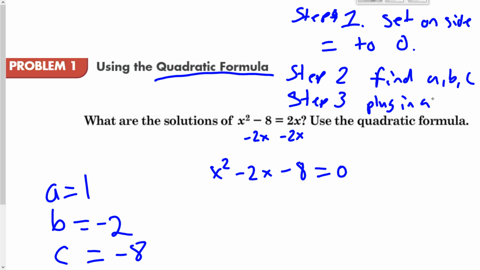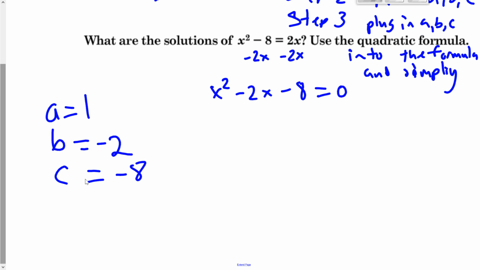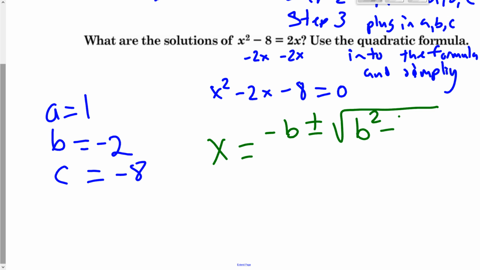Plug in a, b, c into the formula and solve or simplify. Okay, I spelled simplify wrong, but that's okay. Alright, so now we have our a, b, and c, and now we're going to plug them into the formula. The formula is x is equal to. See how it says x is equal to? Because we're solving for x. x is equal to negative b plus or minus the square root of b squared minus 4ac all over 2a.